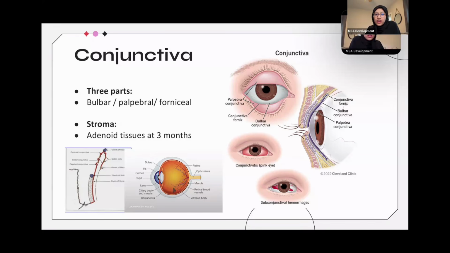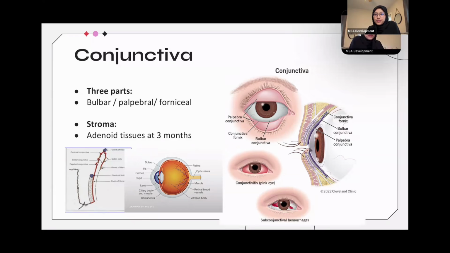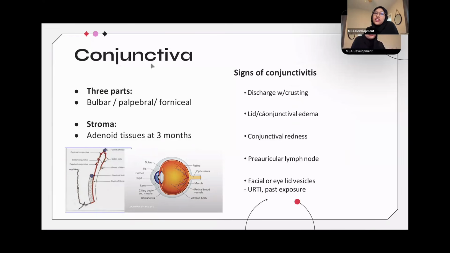This is the layers of the eye from your anatomy. So cornea is front, sclera is the white part, lens is there, and conjunctiva is around the cornea. So with the three layers. Signs of conjunctivitis are things like discharge, edema, redness, obviously the red eye, enlarged lymph nodes, or past exposure to cold or flu virus. Okay, that can go to the eye and cause the pink eye.